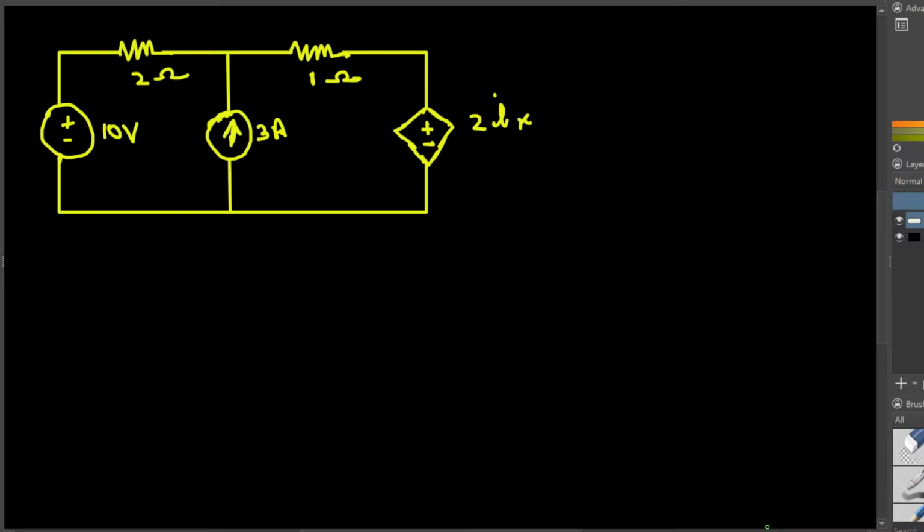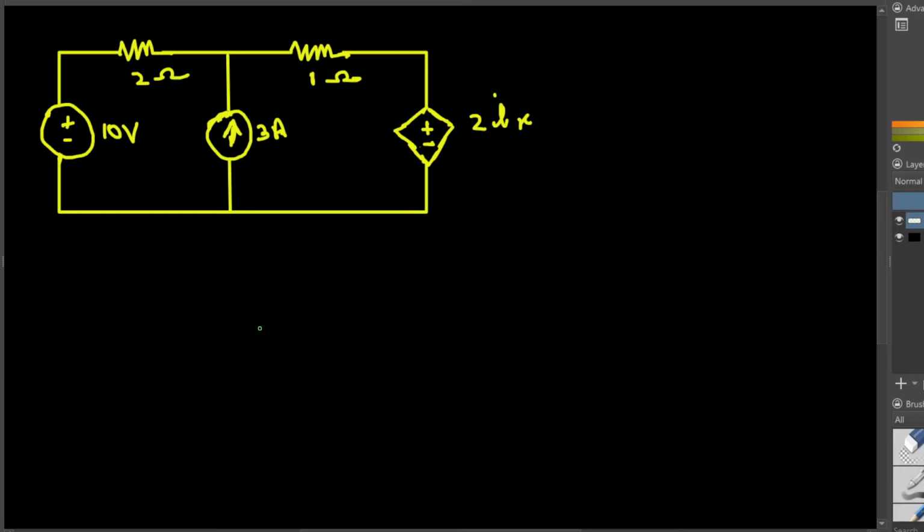In this video we are going to see an example on the superposition theorem. Here we have a voltage and a current source provided, and also we have a dependent voltage source. When we do the superposition theorem, we kill a current source in one circuit and we kill a voltage source in the other circuit.